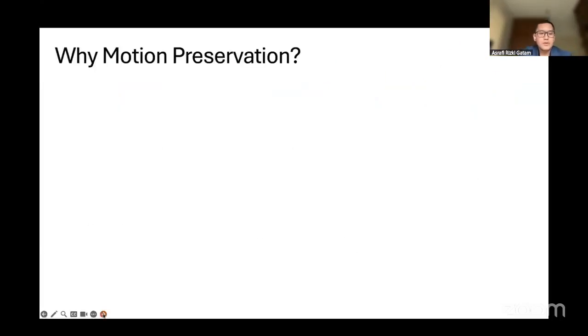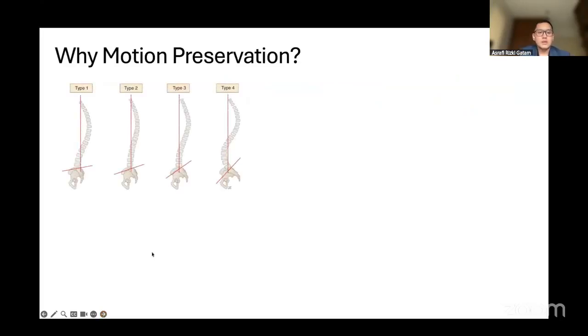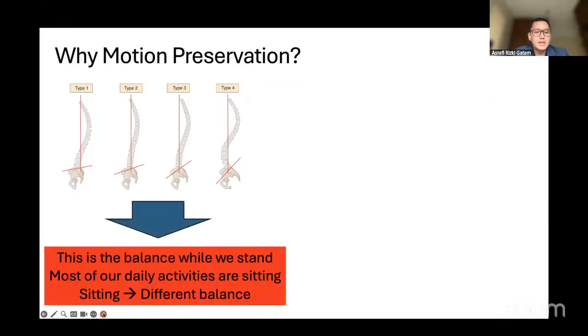First of all, why motion preservation? We all know that this Roussouly classification is used as the base for fusion surgeries, especially in adult deformity. Whenever we want to do fusion, this must be the base where we can get a good sagittal alignment in the patient. But we have to remember that this balance is evaluated while we stand. So we never think about what happens with our spine when we sit down.